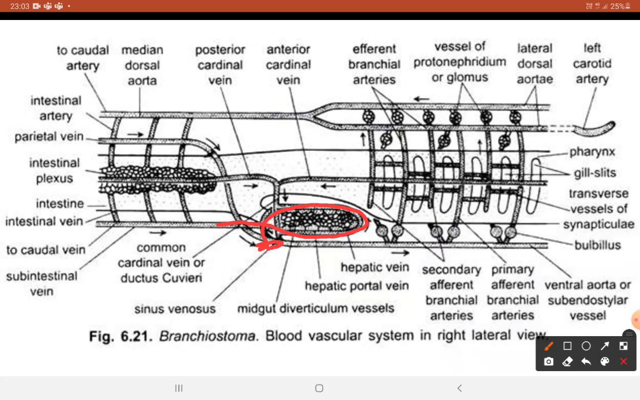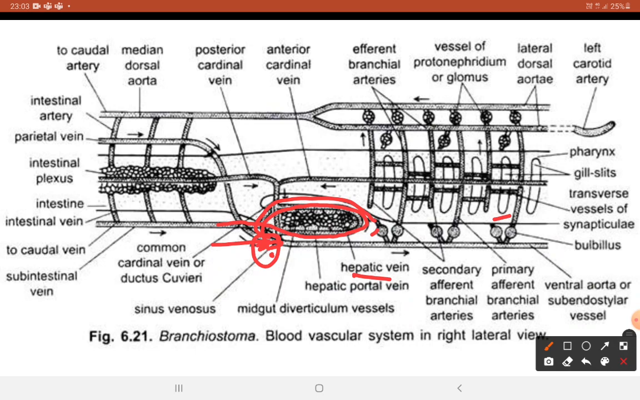and then it goes back into the sinus venosus there. So here the subintestinal vein continues anteriorly as this hepatic portal vein running ventrally along the midgut diverticulum, and here it breaks up into a capillary network. From the midgut diverticulum, the blood is collected by the hepatic vein, and it runs along its dorsal border and bends slightly downwards to join the sinus venosus here.